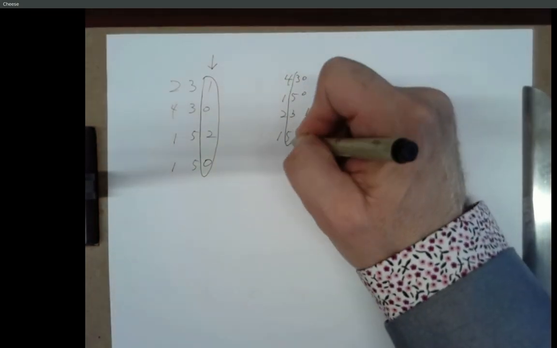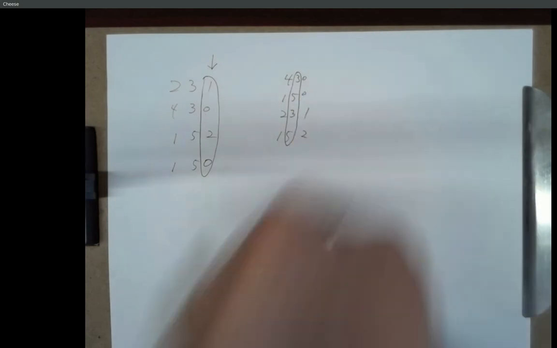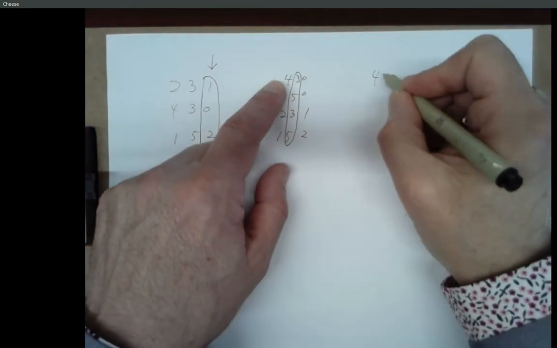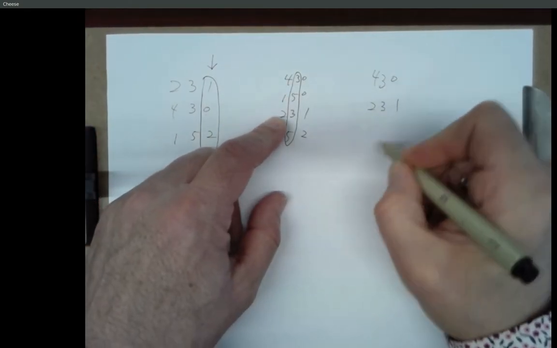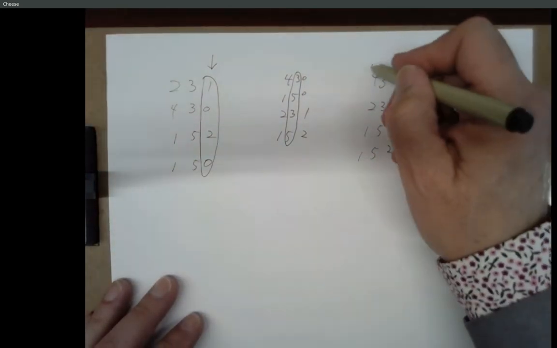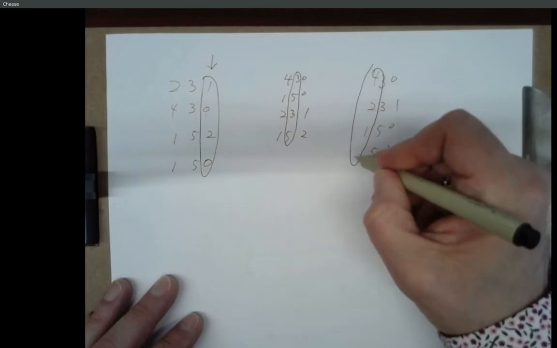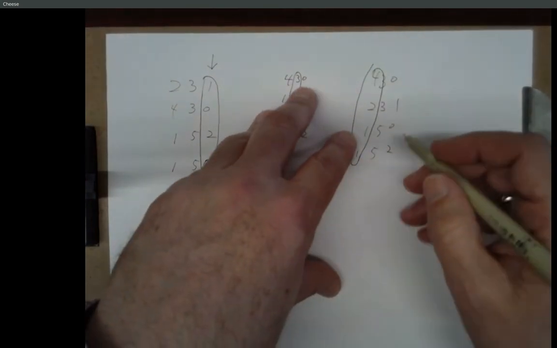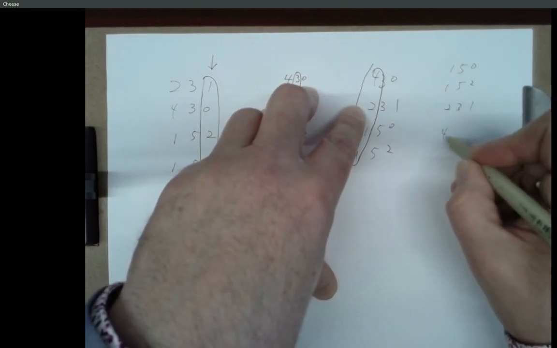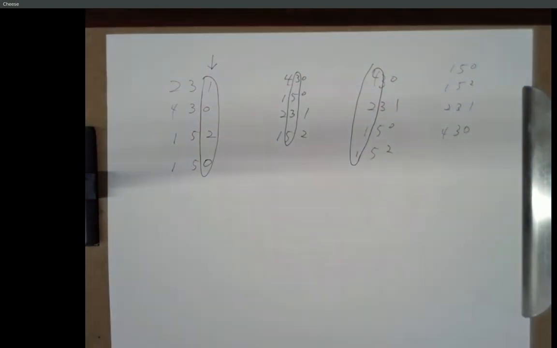And then we sort based on the next digit, again preserving the order if the digits are the same. So 430 would come first, and then 231, and then 150, and 152. And then you sort based on the next digit and preserve the order. So 150, 152, 231, 430, and there's your sorted numbers. You can sort numbers, strings, anything like that. So that's a radix sort.